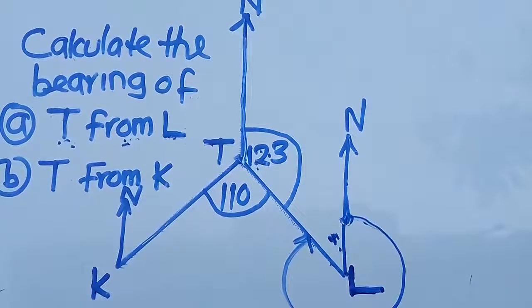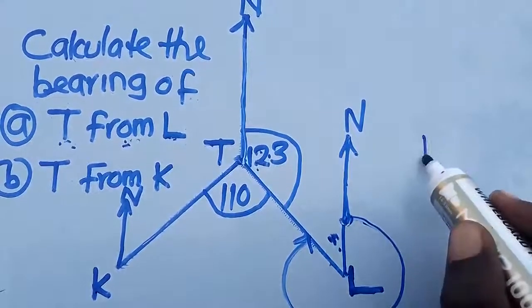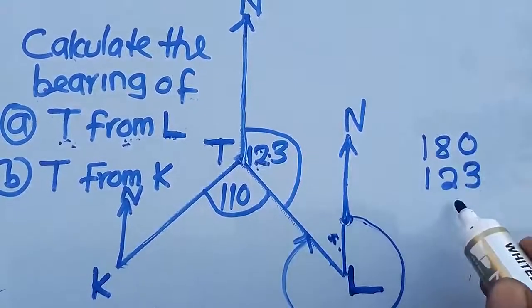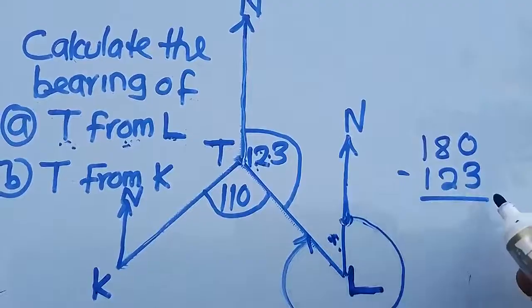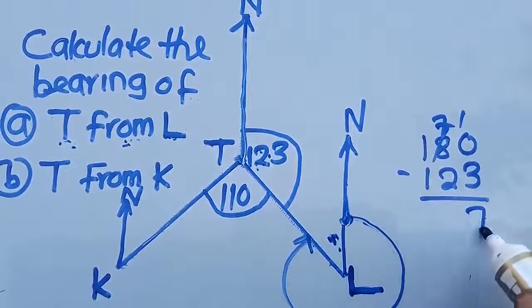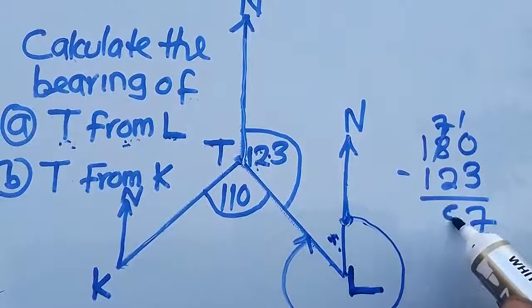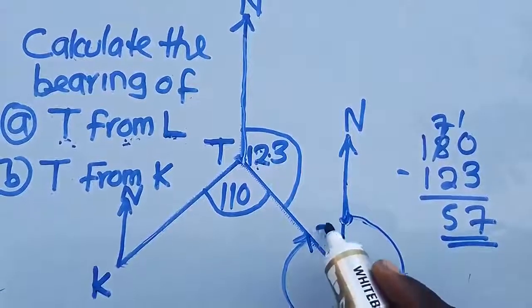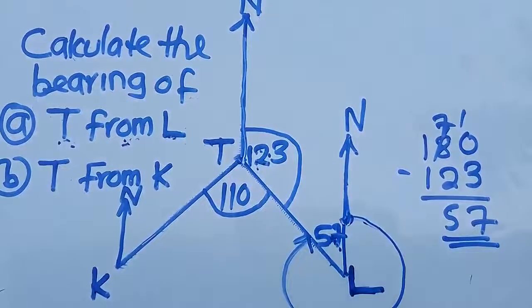So when you say 180, let's do this. 180 minus the 123 there. What are you getting? Here this one becomes 7, 10. Here you are going to have 7. 7 minus 2, you are going to have 57. So 57 is your answer. So meaning the angle that is here is 57.